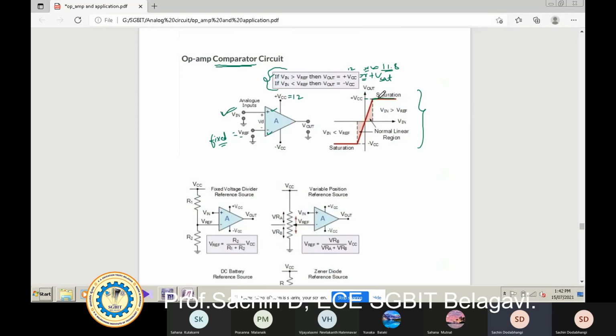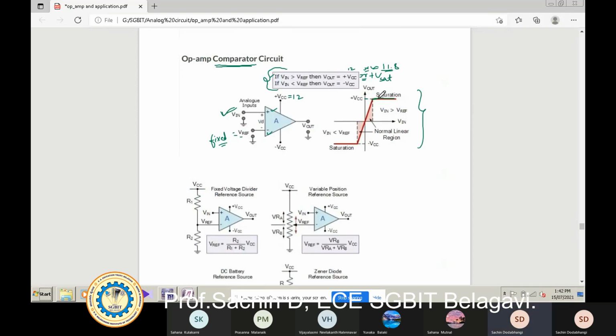Next case: if input voltage is less than V reference, I'll take the red color now. Second statement: suppose I take the reference as a fixed voltage of 5 volt, and I give an input of 2 volt. So here 2 volt is less than 5 volt. In that case, what happens here? It takes the difference, VD. VD stands for differential input. So what will be the input for this? V input minus V reference.